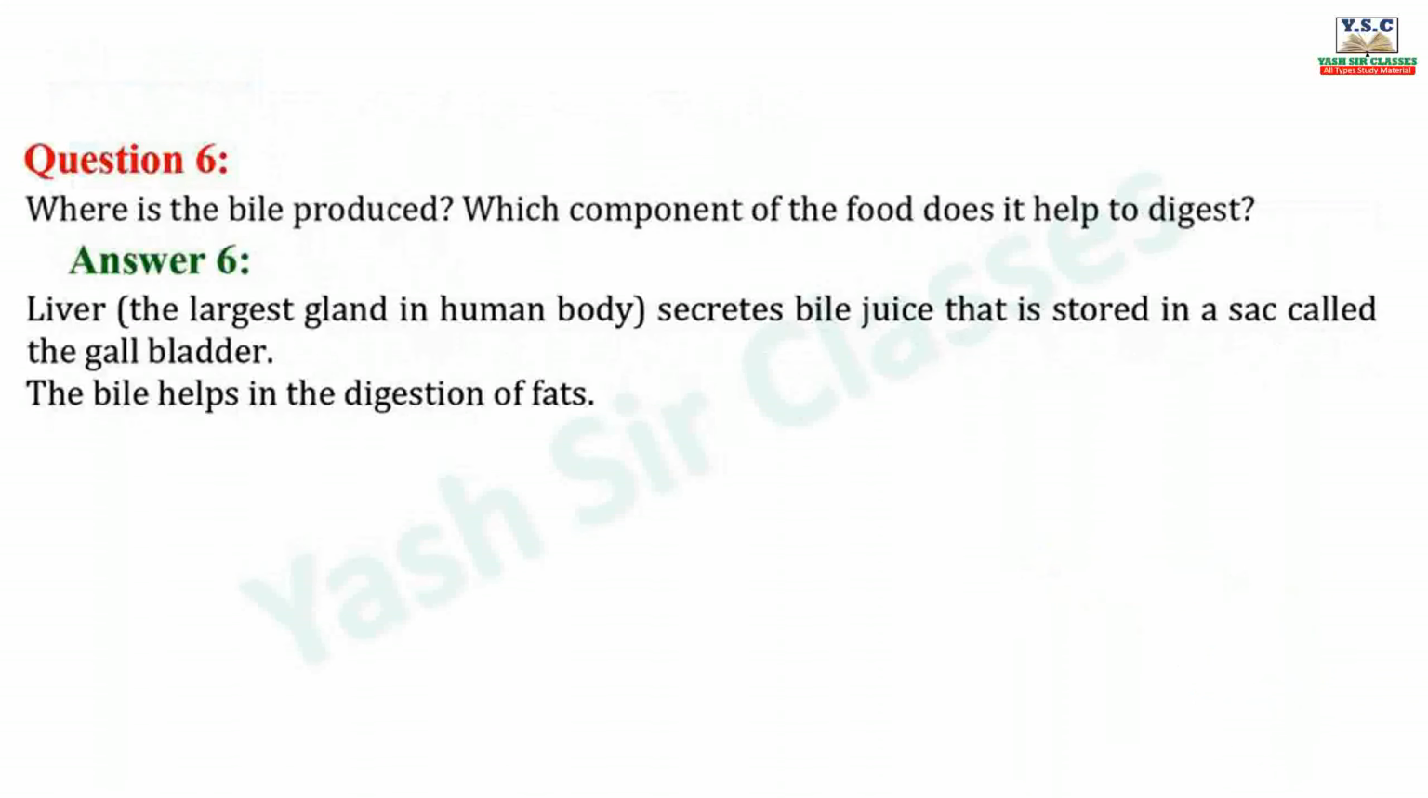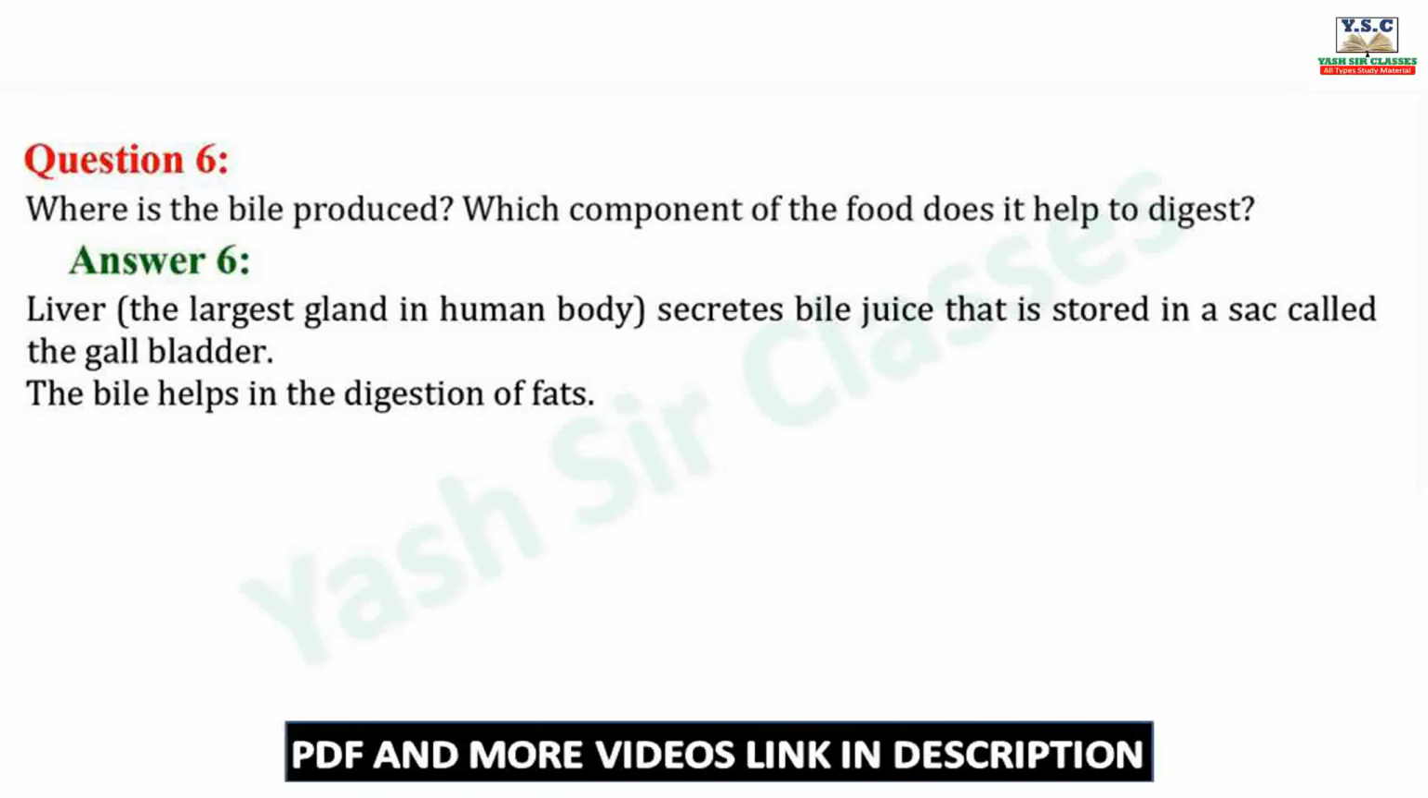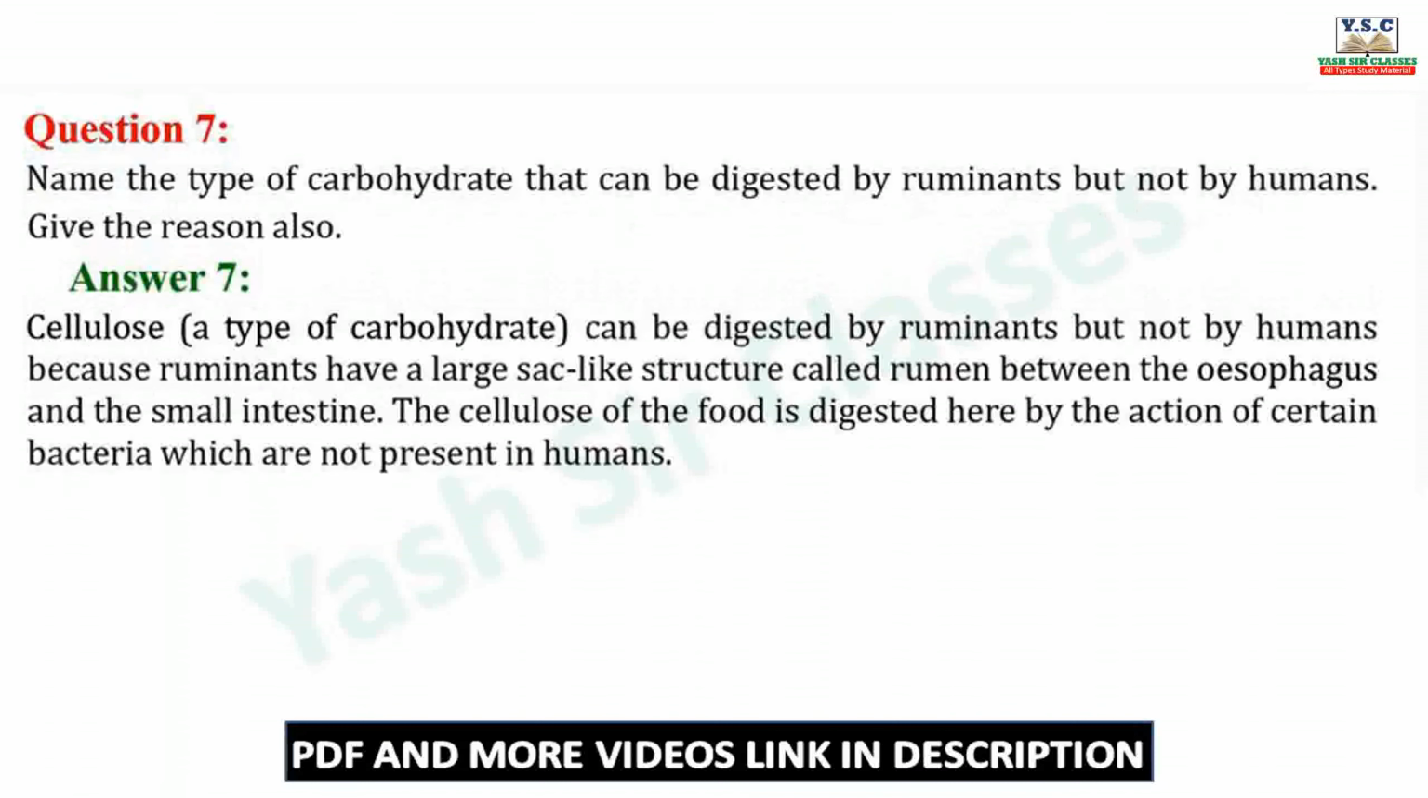Question number 6. Where is the bile produced? Which component of the food does it help to digest? Answer. The liver, the largest gland in the human body, secretes bile juice that is stored in a sac called the gallbladder. The bile helps in the digestion of fats. Question number 7. Name the type of carbohydrate that can be digested by ruminants but not by humans. Give the reason also.